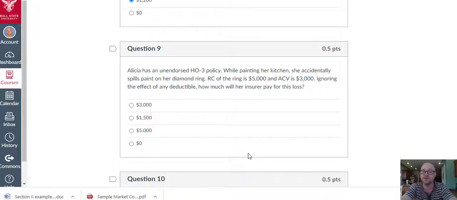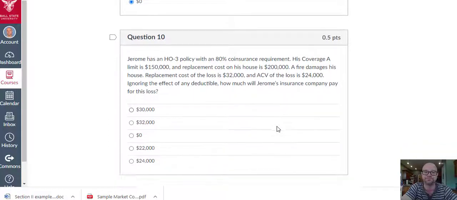Number 9, unendorsed HO3 policy. Spills paint on her diamond ring. Okay. So immediately you're thinking jewelry. What do we know about jewelry? Special limit of liability, but only in cases of theft. This is not a theft loss. Special limit of liability doesn't matter here. Replacement cost or actual cash value? Normally actual cash value, but it's got to be caused by a named peril. Spilling paint, is that a named peril? No, it's not. So this loss is not covered. Nothing's going to be paid.